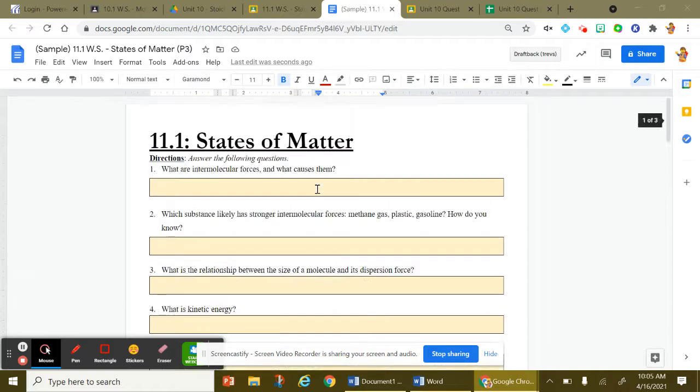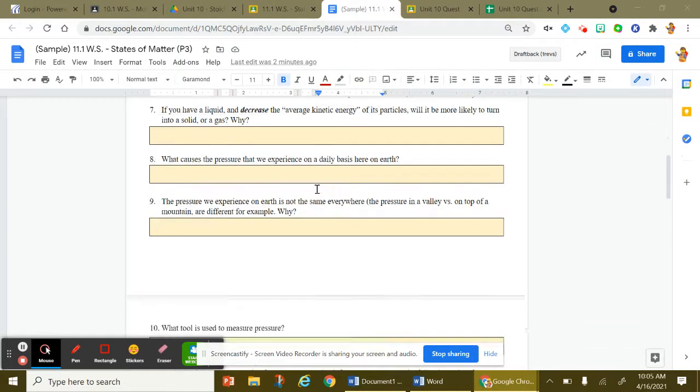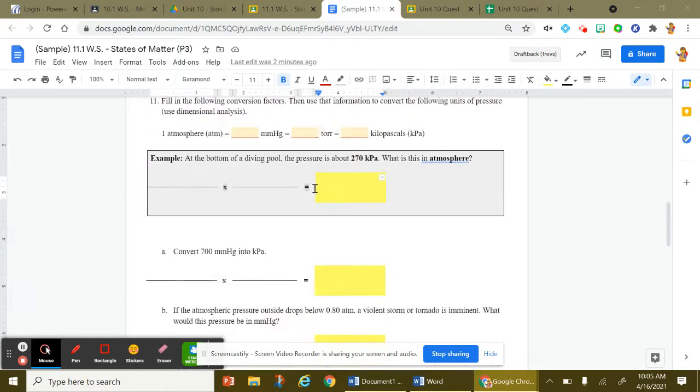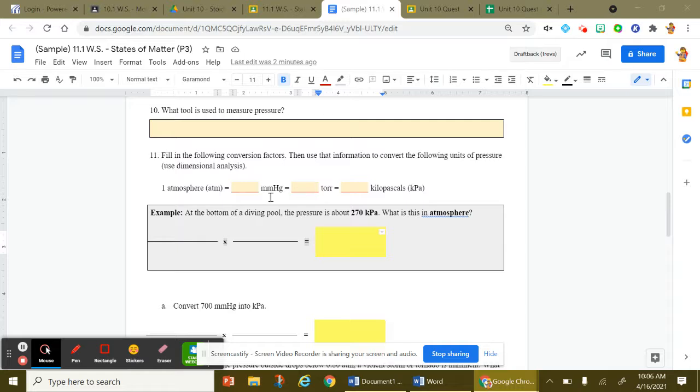Now, most of this I'm leaving up to you. You can read the notes, you can get the content from there, but I'm going to help you out with problem number 11, which is converting between different units of pressure.